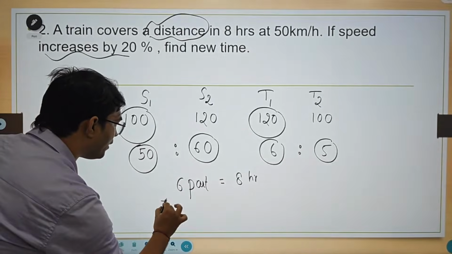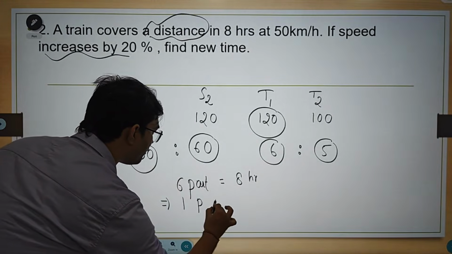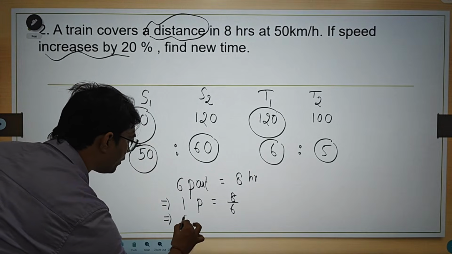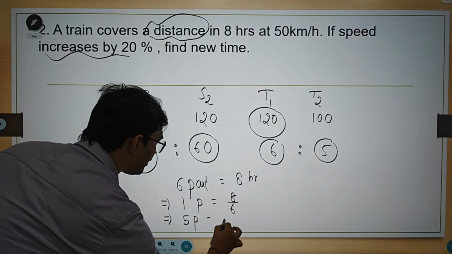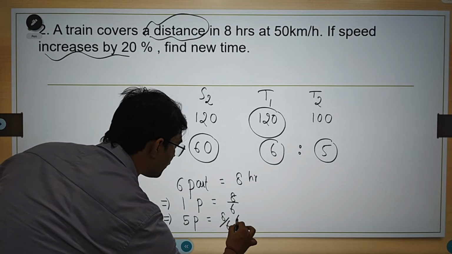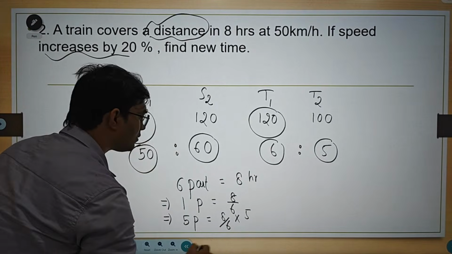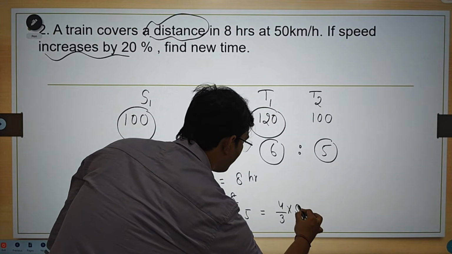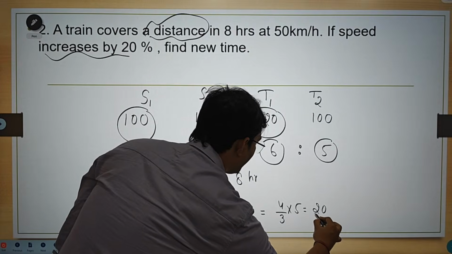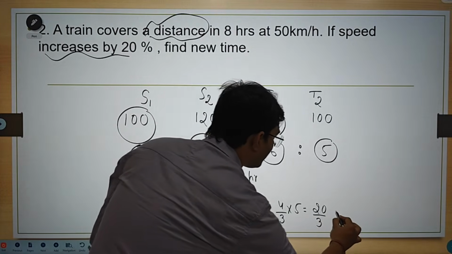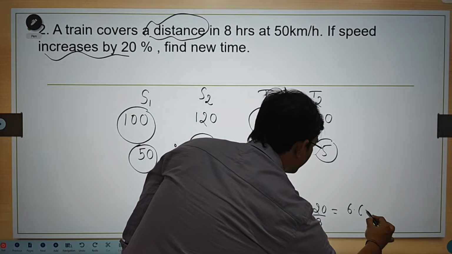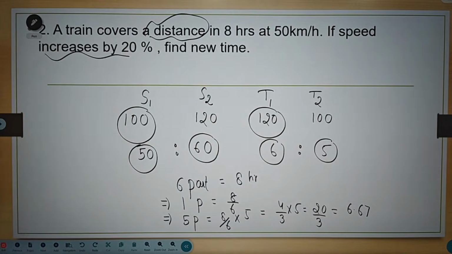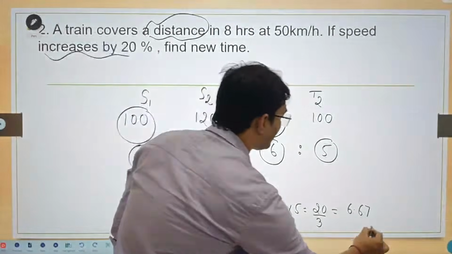So the value of 1 part will be equal to 8 by 6. So the value of 5 part will be equal to 8 by 6 into 5. What is the answer? 4 by 3 into 5. 4 into 5, 20 by 3, which is approximately 6.66 or 6.67. We are solving the problem in what? Time in hours. So 6.67 hours.